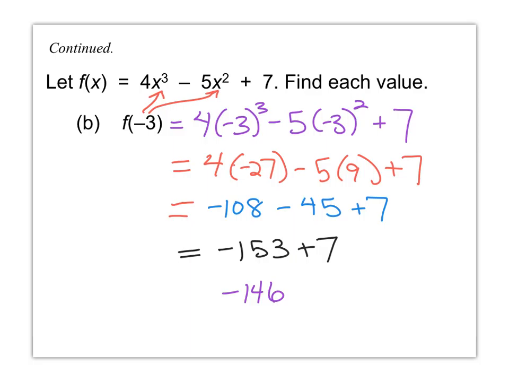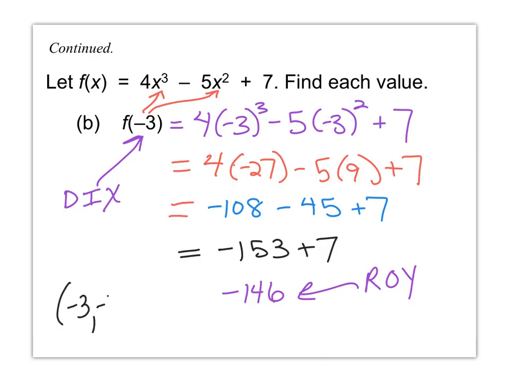So again, our negative 3, that's our input, that's part of your domain, it's your x value, and what you get out is part of the range, that's your output, your y value. So the fact that we're evaluating a function at negative 3 and getting out negative 146, that can be expressed as an ordered pair, negative 3 for x and negative 146 for y.